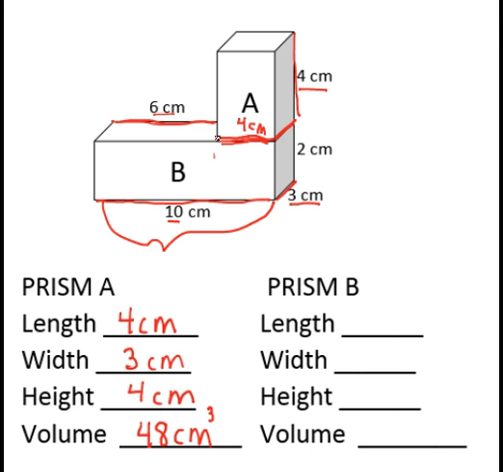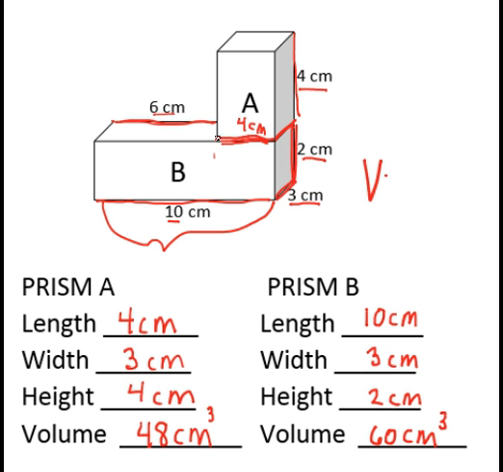Now let's find prism B. So we can see that the length was 10 centimeters. And again, the width going back is 3 centimeters. And the height for prism B is right here, and that's 2 centimeters. To find the volume, I can take 10 times 3 and get 30. 30 times 2 is 60. So the volume of prism B is 60 cubic centimeters.